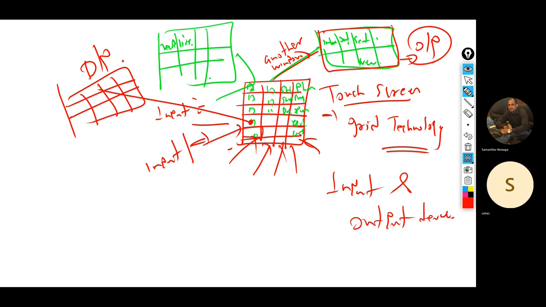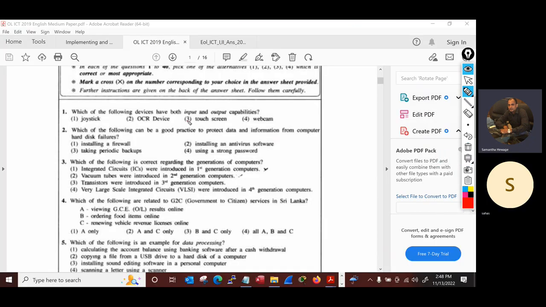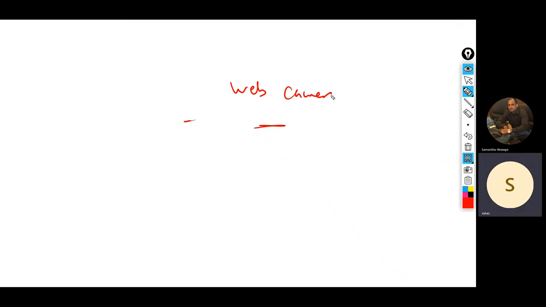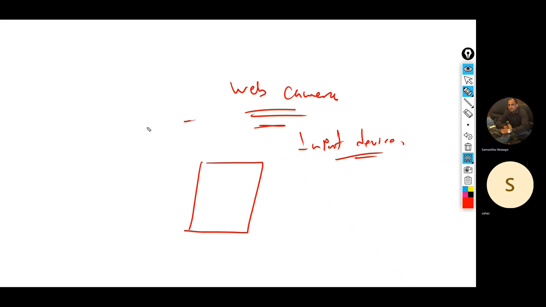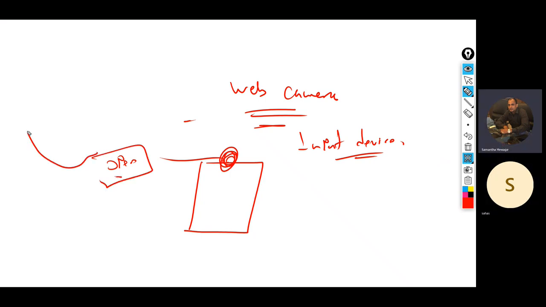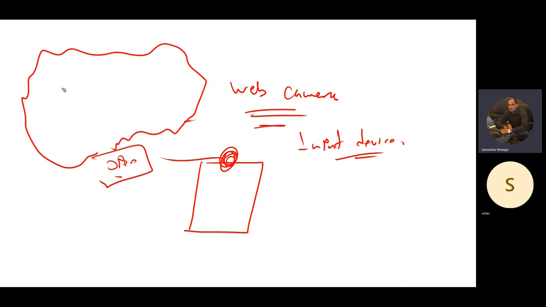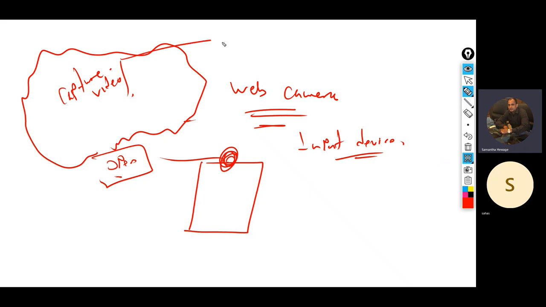Yes, sir. Okay. So for the moment, the answer would be this. So web camera is only what device? Output, yeah. No. Web camera, input device. Don't mix. Let's say you have a mobile phone. If you want to take a picture, you open the camera. When you open the camera, it captures the surroundings, capturing video, audio, whatever. Capturing things means you are inputting something. Input.